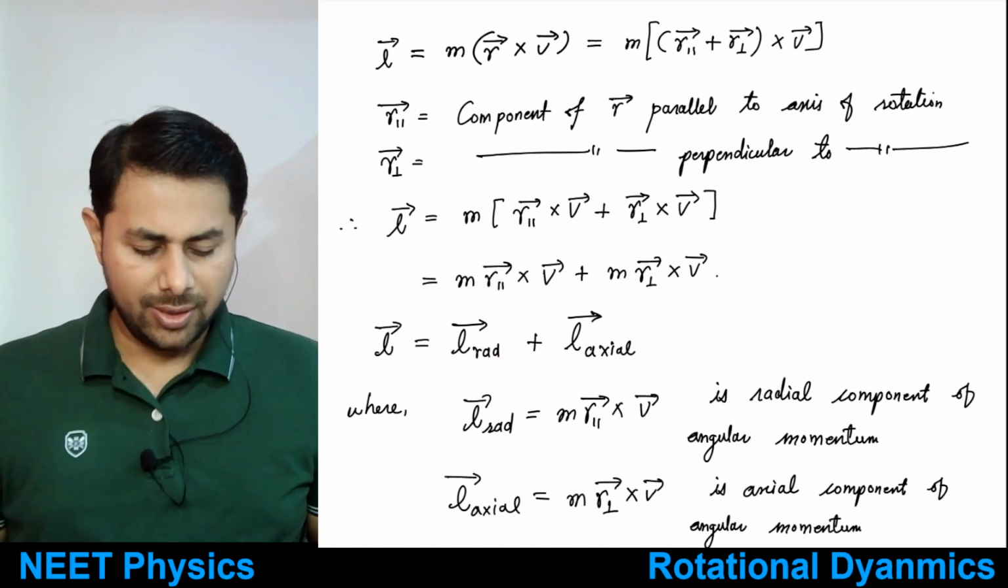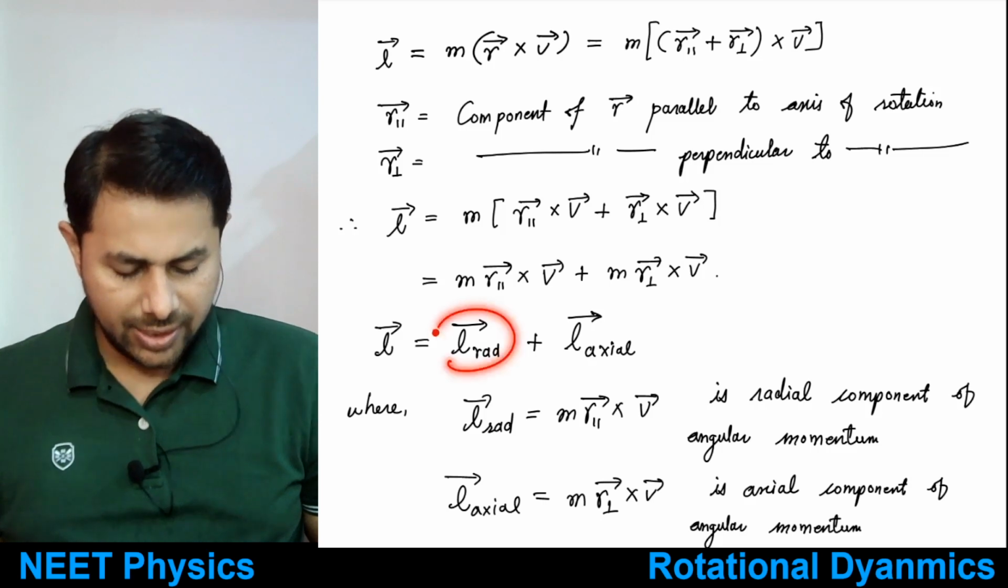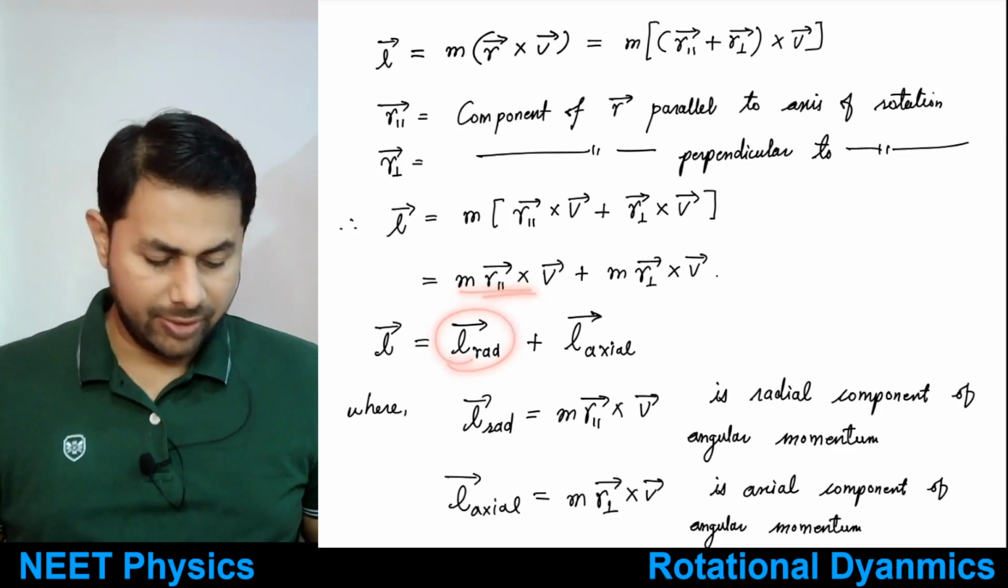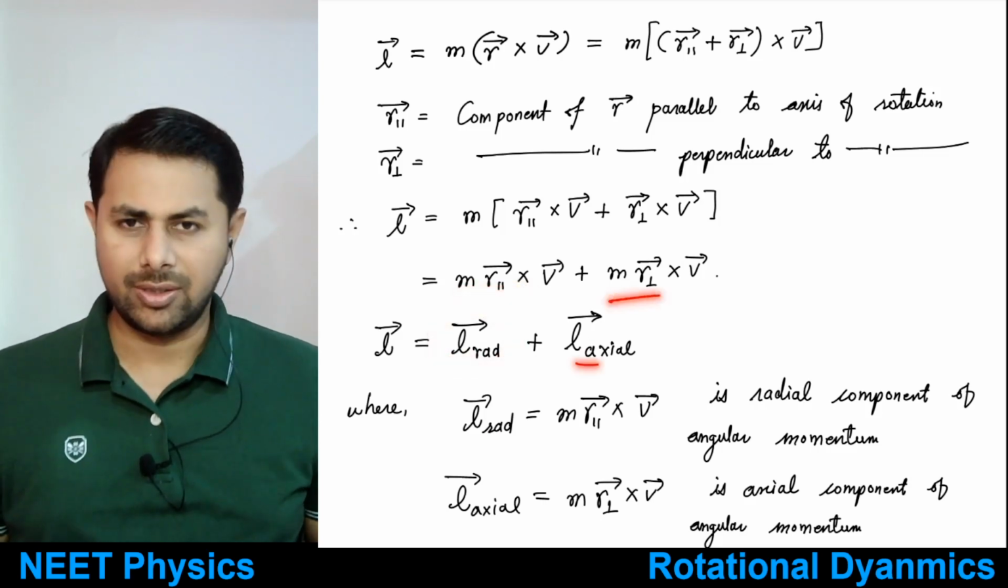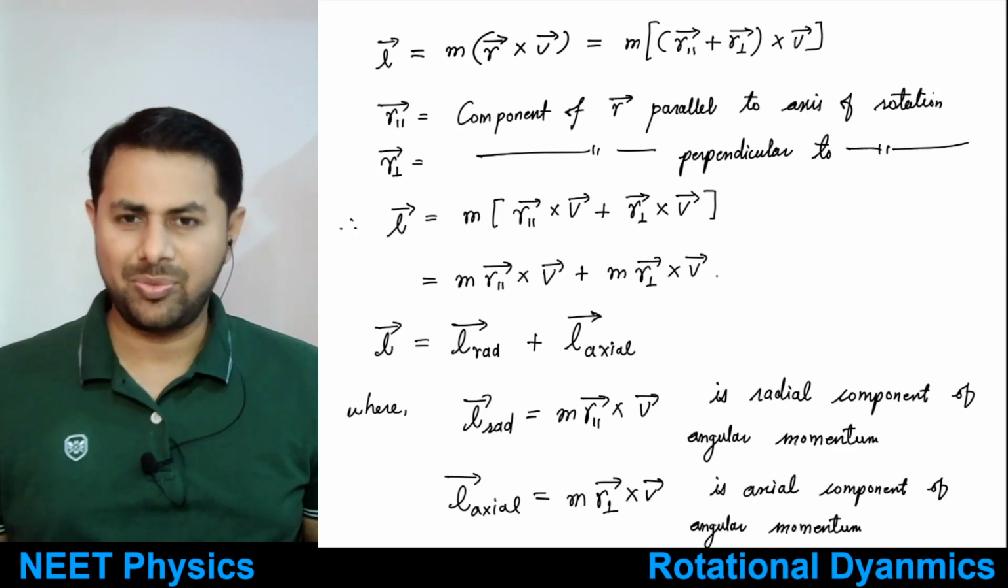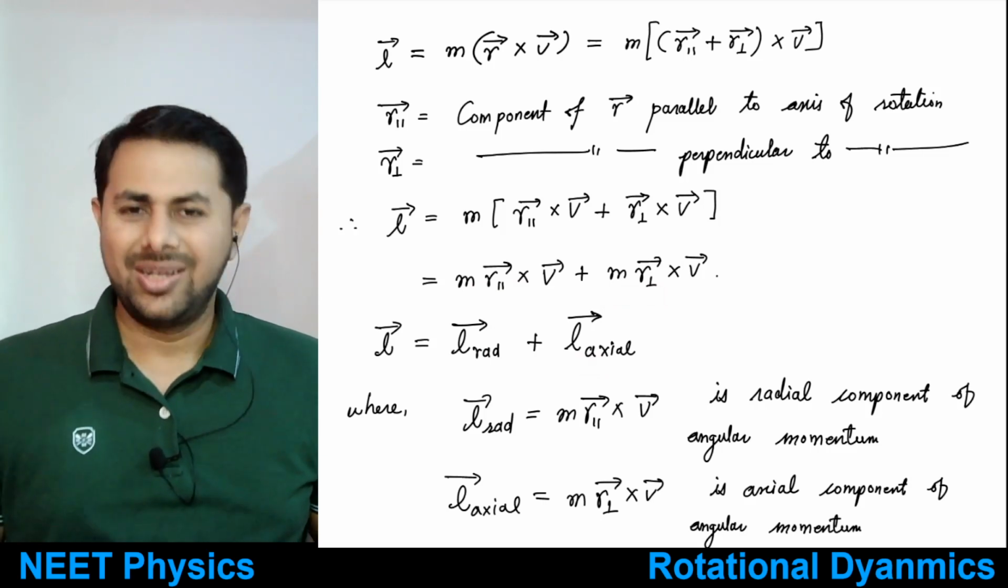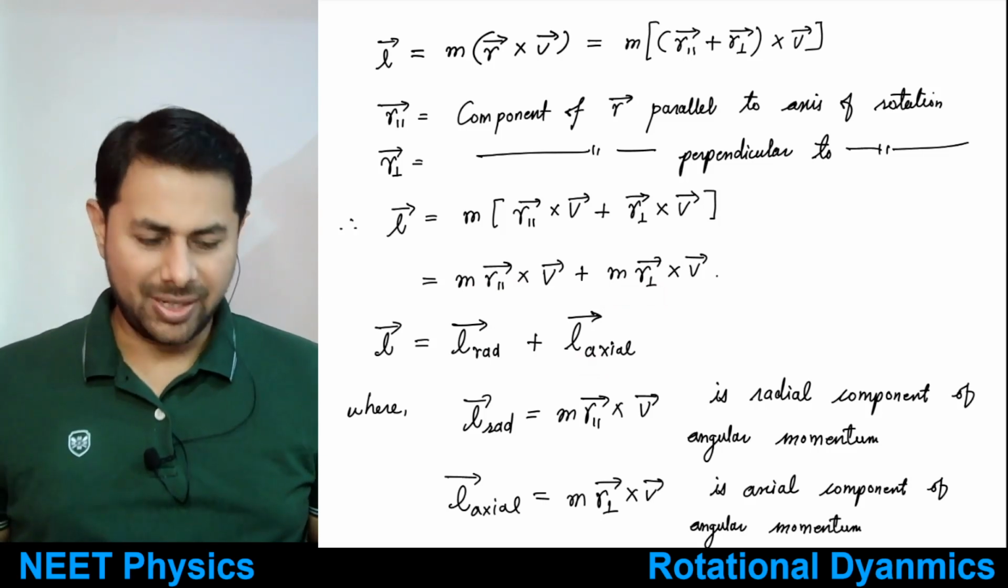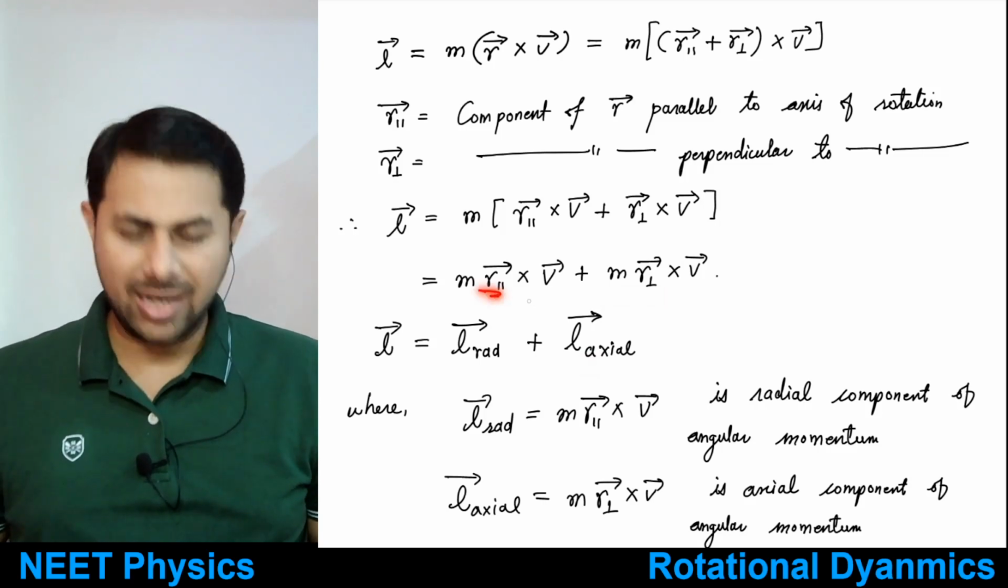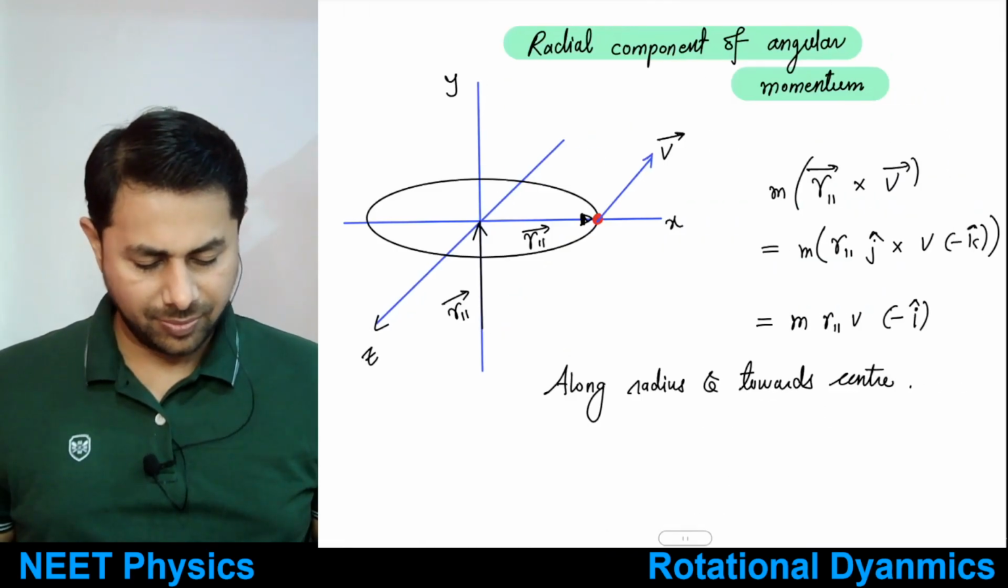Okay, right. So we'll say that this term is radial one and this one is axial one. So we are not just saying it for the sake of saying. We can find out the direction, right? So what is R parallel cross V bar?